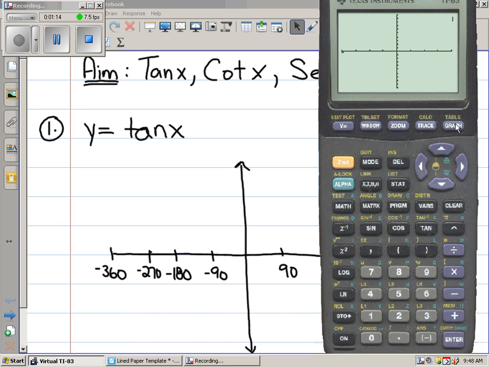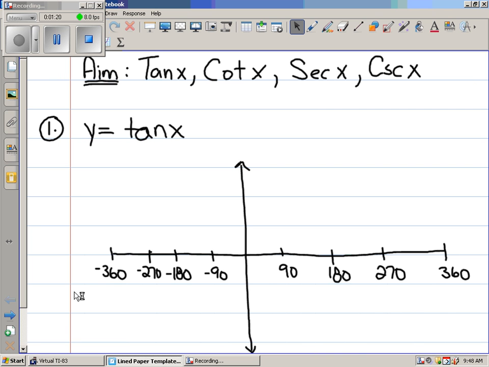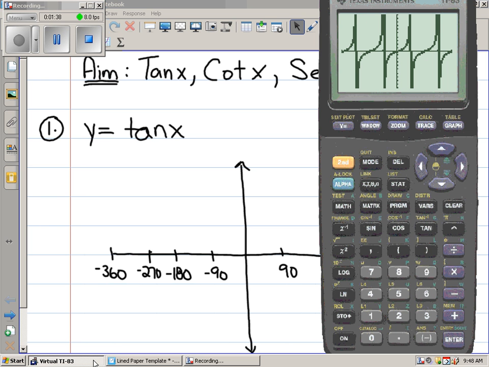Wait, what was the window? Take a look. The window is written down on your paper, right? I know people keep asking about that. Think about it. You are trying to get this picture in your calculator. So it's got to go from negative 360 to 360, scaling it by 90. The y-axis, I didn't list anything down because I'm telling you point blank it doesn't matter.